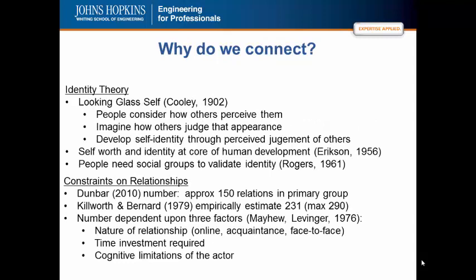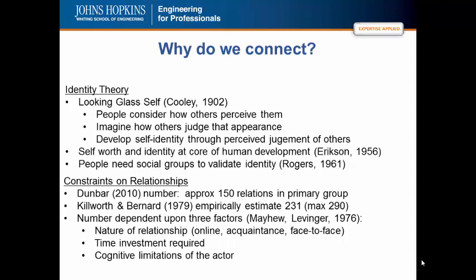The first theory is the identity theory, and this was proposed by Cooley in 1902, and he called it the looking glass self. He basically stated that people are going to consider how other people perceive them, they imagine how those people judge that appearance, and then they develop their sense of self-identity through the perceived judgment of others. So a lot of that perception of how others are going to judge them depends upon the social norms and mores of the group in the context in which you are interacting.